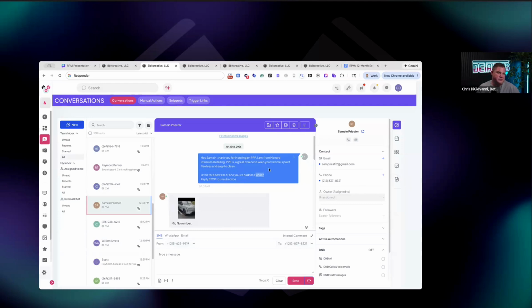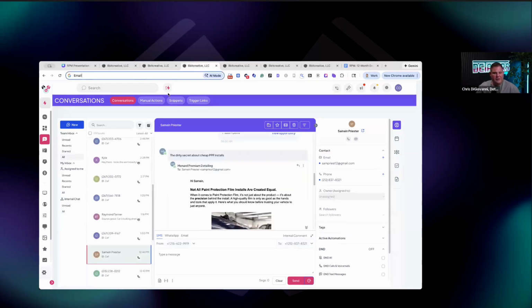So the system is automatically engaging right out of the gate, trying to get them to talk and start moving the needle. This is how the system works. You can connect to your social media, your Facebook, your Instagram. You can dial it down into unread, starred contacts, all sorts of stuff.